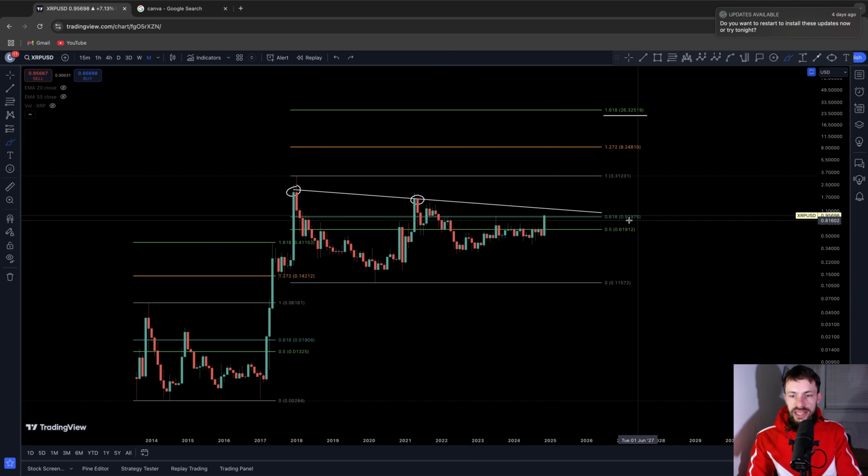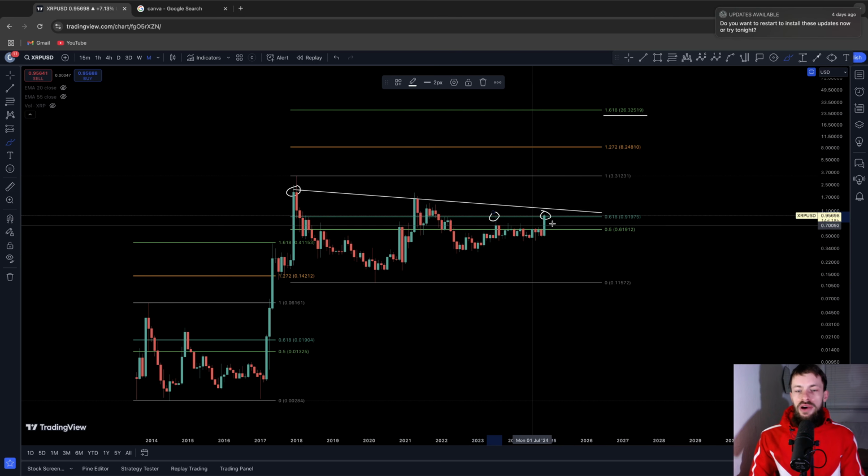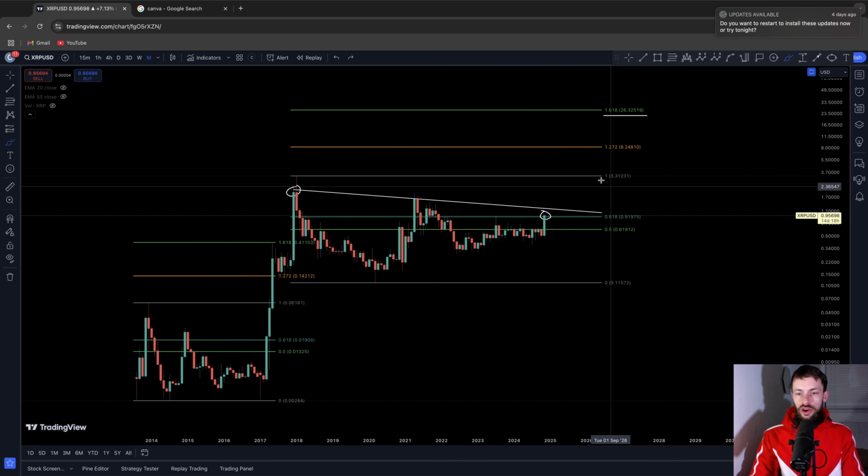So the key sign for me is to claim 0.618 at 92 cents, close above that resistance level where we're at right now, close above that this month, reclaim descending resistance, and I think we're on our way back to the all-time high, guys. I really do, for XRP.